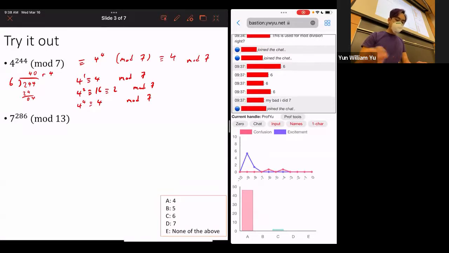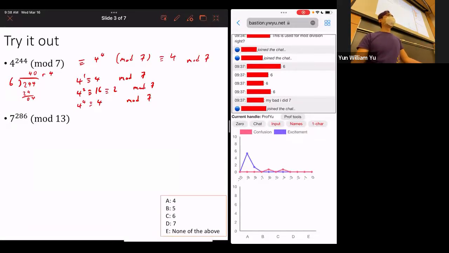Okay, let's have you all try another one. 7 to the 286 mod 13. So again, you have to be a little bit careful about what you're dividing by. Sometimes you'll be dividing by 13, and sometimes you'll be dividing by 12. And you just need to make sure that you're always clear on which one you're doing.